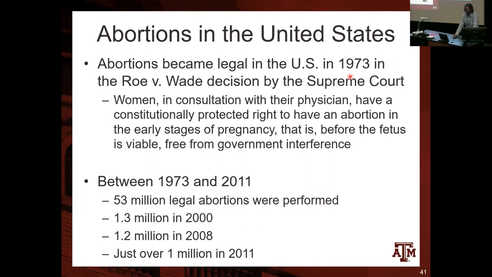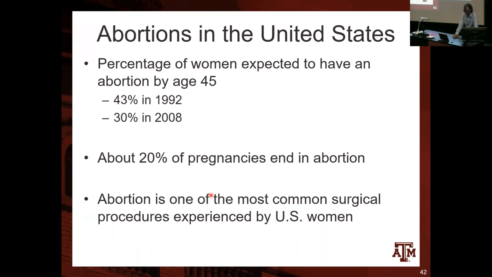Abortion became legal in the US in 1973, and has been a huge debate now in the US. Between 1973 and 2011, 53 million legal abortions were performed, but it has been declining over time. Percentage of women expected to have an abortion by age 45 is 30%. And about 20% of pregnancies end in abortion in the US.